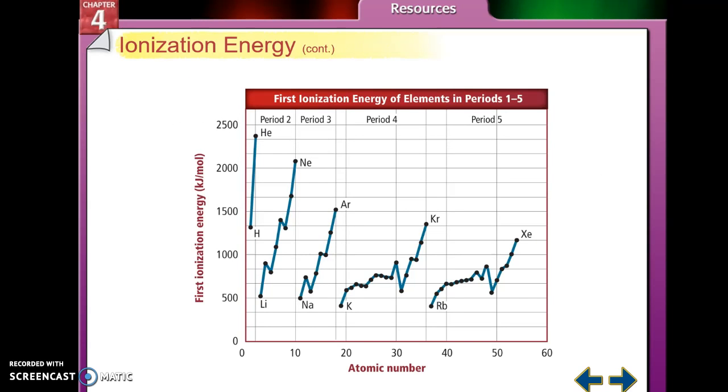If you look at the graph, you'll notice that ionization energy increases most of the time as you go across the periodic table. Although it's a little jagged, it starts going up, then down a little bit, then goes back up, then down a little bit, then goes back up. You notice that trend on each of the periods. You've got period 1 over here, period 2, period 3, period 4, period 5.